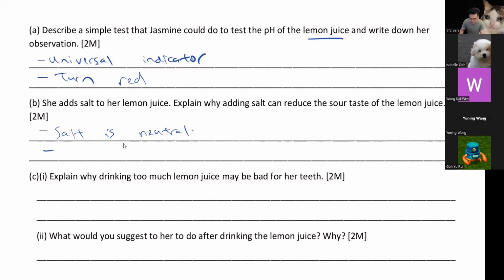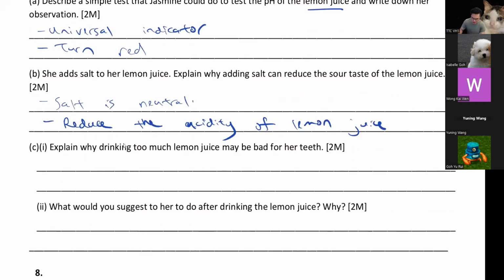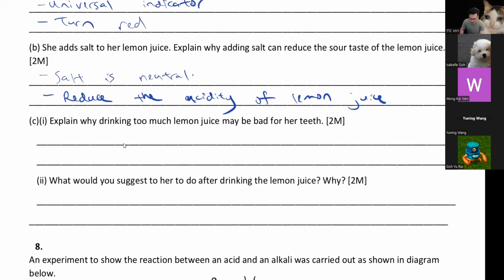So what will salt do? It will reduce the acidity of lemon juice. If something is sour, you add something neutral to it, like water, you'll make it less sour, right? But the best would be to add alkaline lah. But I don't think anyone will add alkaline to their lemon juice because it would be awful, right? But you get the point.